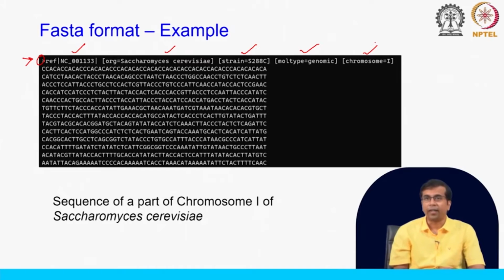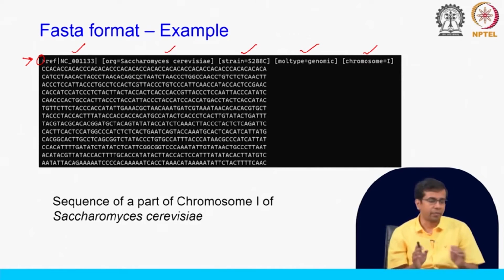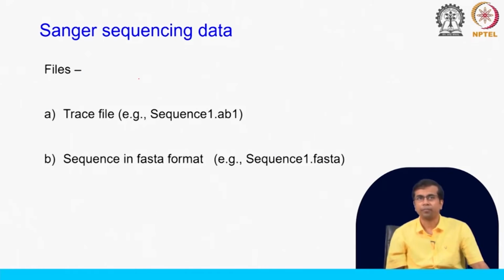So, this is the header line, and then you have the sequence information, right. So, the actual sequence information you can see, this CC, SE, etc. So, this should be your FASTA format. You have probably seen this before.